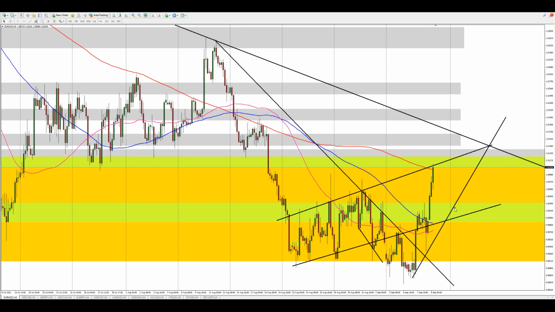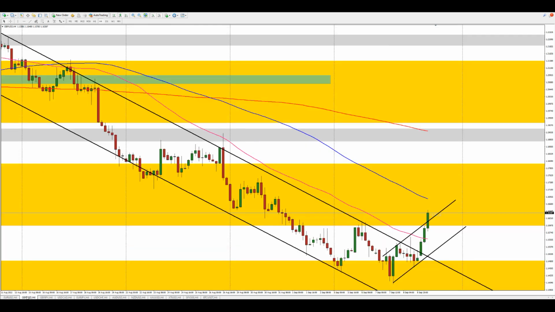Another way we can look at it is that it may still break below, retest and move to the downside. Of course, you have this strong level of support to contend with. These are things that might happen in Euro USD.